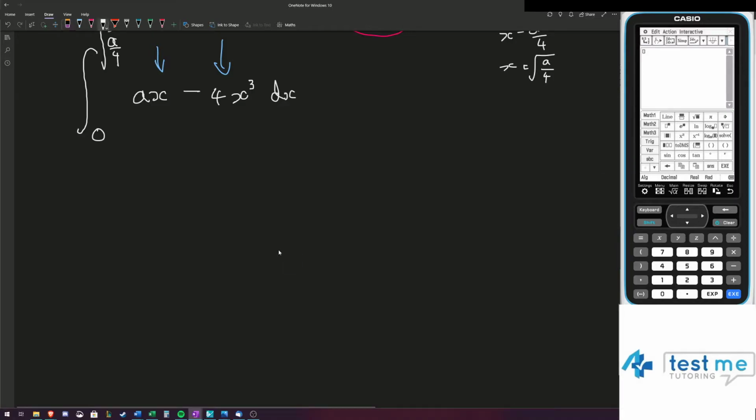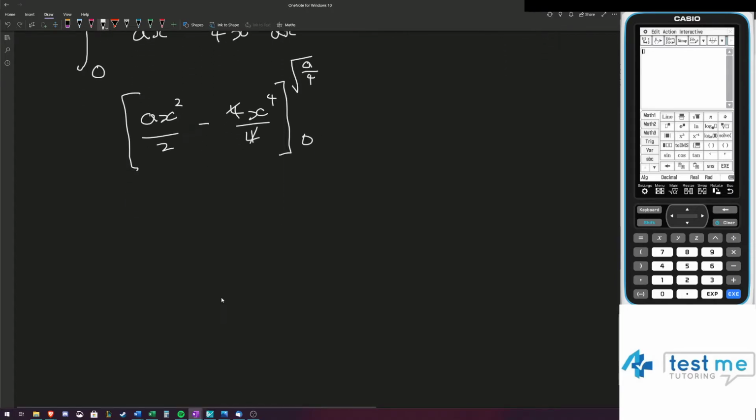Okay, so we've got to integrate this. We integrate it going ax squared on 2 minus 4x to the 4 over 4. Now, those cancel out, and we have our square brackets around the outside, from square root of a on 4 to 0. Hope we're all good with that. If you're not all good with that, let me know in chat, but I'm going to keep moving.